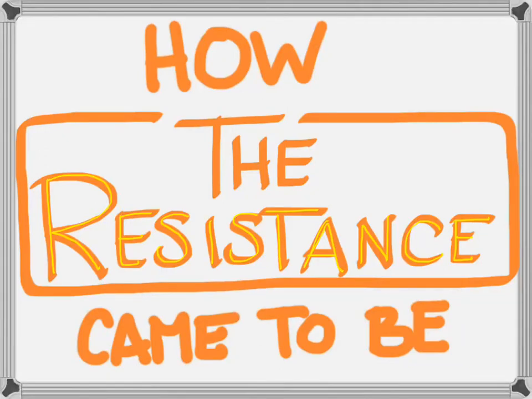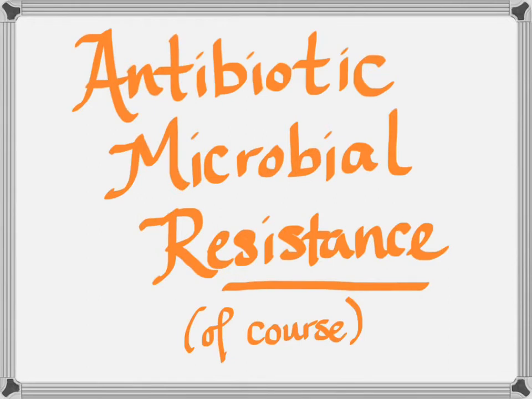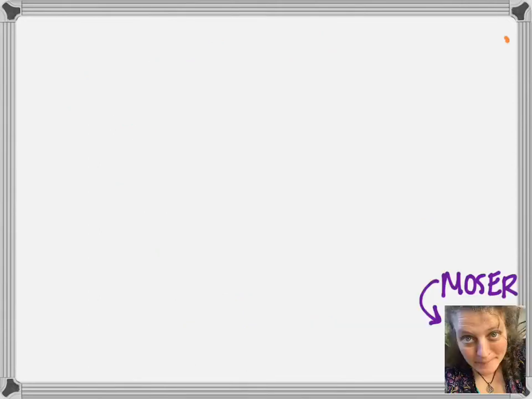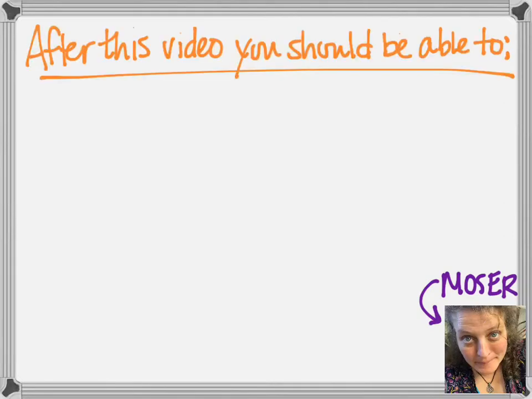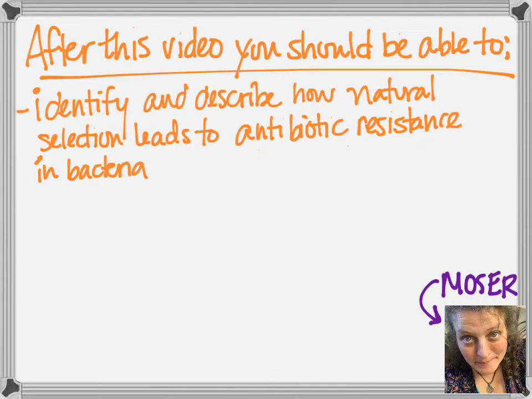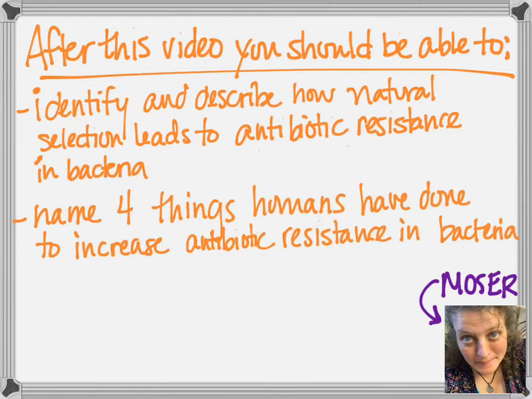Have you ever wondered how the resistance came to be? Well, the antibiotic microbial resistance, of course. Hi, it's me, Moser. So after this video, you should be able to identify and describe how natural selection leads to antibiotic resistance in bacteria. You should also be able to name 4 things humans have done that actually have increased antibiotic resistance in bacteria.